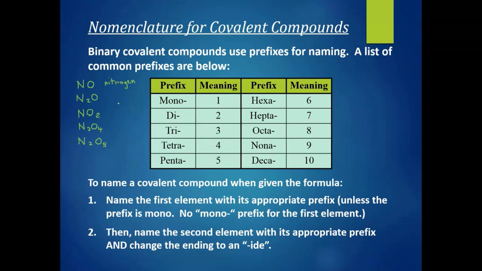Then you name the second element with the appropriate prefix and change the ending to IDE. In this case, the second element is oxygen. So once again, I'm going to take the first syllable and then drop it to IDE. So oxide instead of oxygen. But I need to put a prefix indicating how many there are, and there's only one, so it'd be nitrogen monoxide.